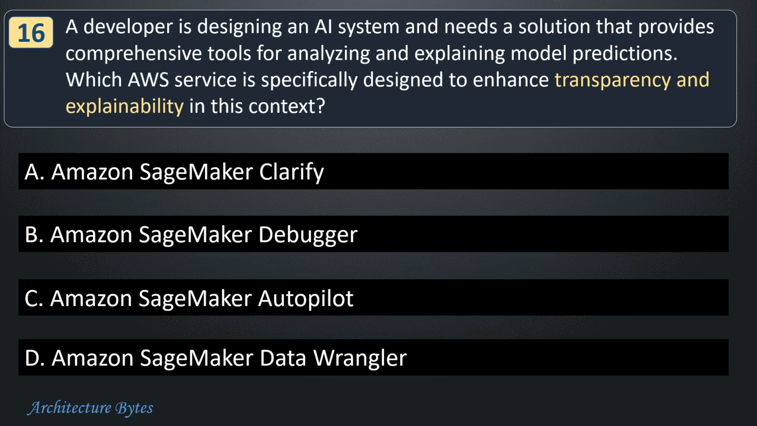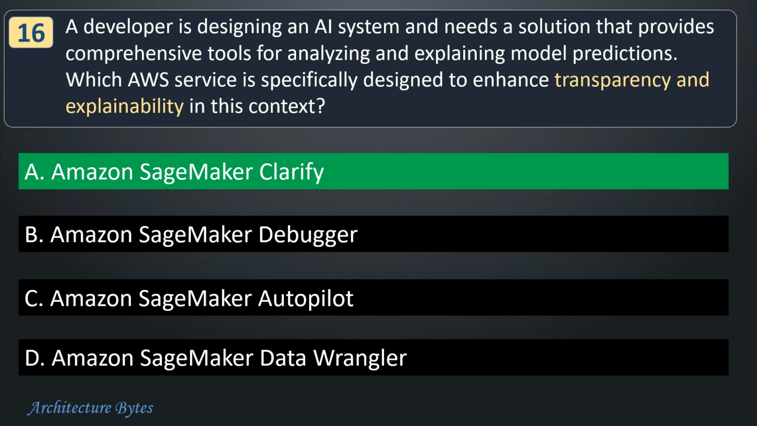A developer is designing an AI system and needs a solution that provides comprehensive tools for analyzing and explaining model predictions. Which AWS service is specifically designed to enhance transparency and explainability in this context? Option A, SageMaker Clarify, B, SageMaker Debugger, C, SageMaker Autopilot, or D, SageMaker Data Wrangler.